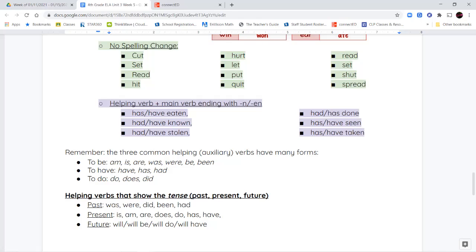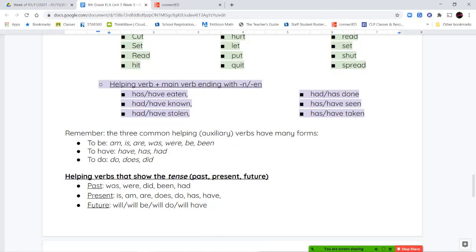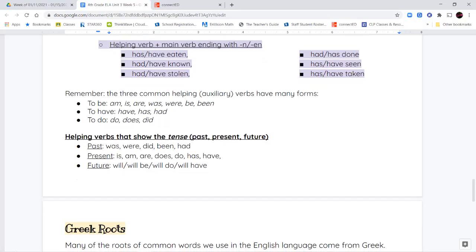Now we know some of these show tense already. So the past tense ones are was, were, did, been, or had. These tell you about something that already happened in the past. Present tense ones are is, am, are, does, do, has, have. Those are telling you about things that are happening right now. And future is will be, will do, or will have.